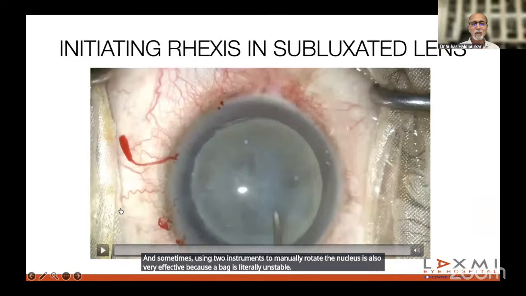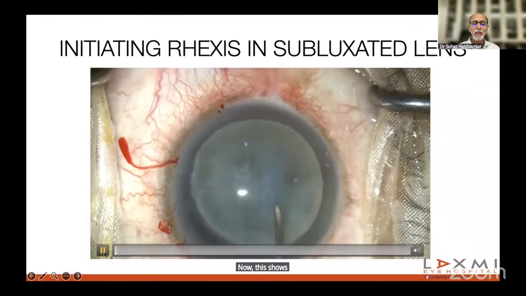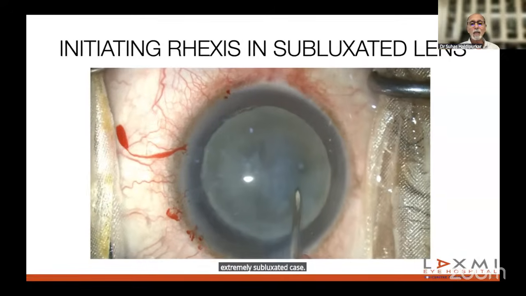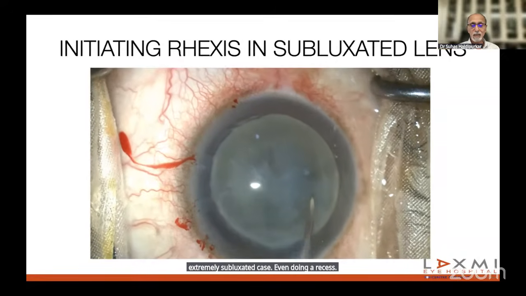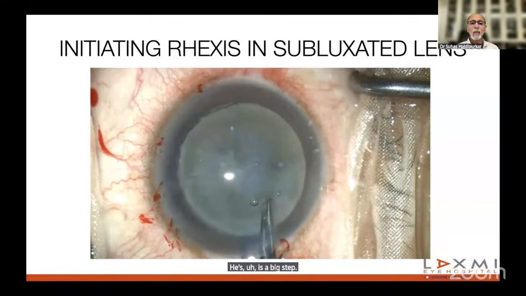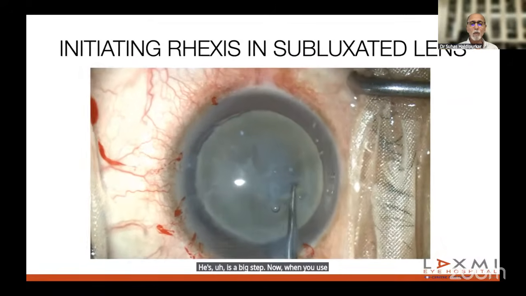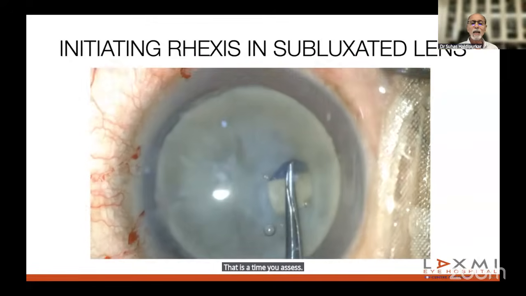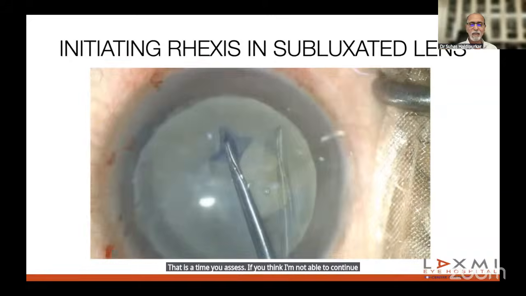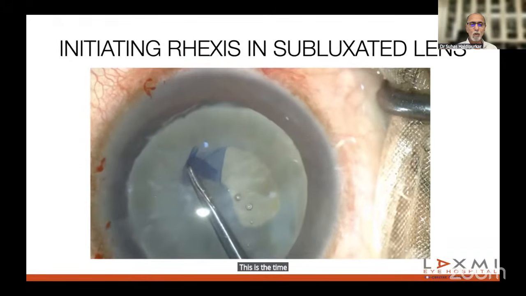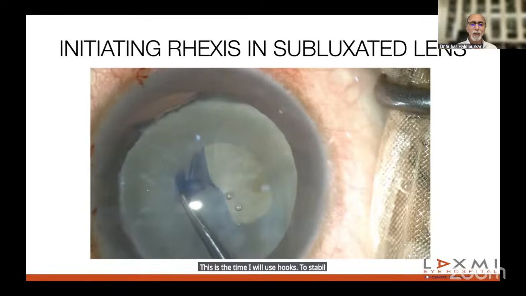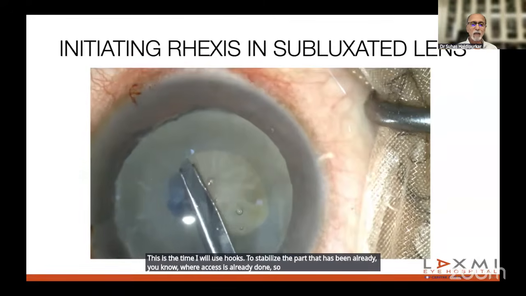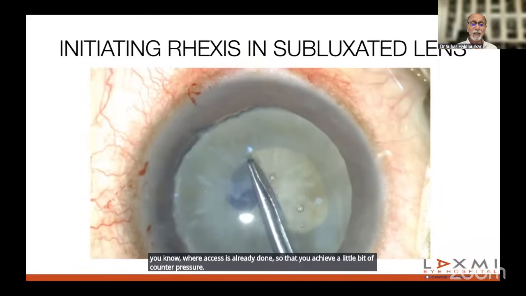Now, this shows you how, in an extremely subluxated case, even doing a rhexis is a big step. Now, when you use a needle to make that puncture, that is the time you assess. If you think I'm not able to continue with this rhexis, this is the time I will use hooks to stabilize the part where the rhexis is already done, so that you achieve a little bit of counter pressure.